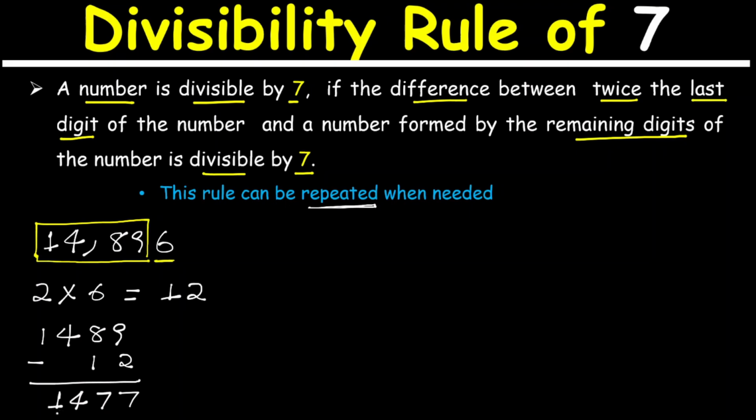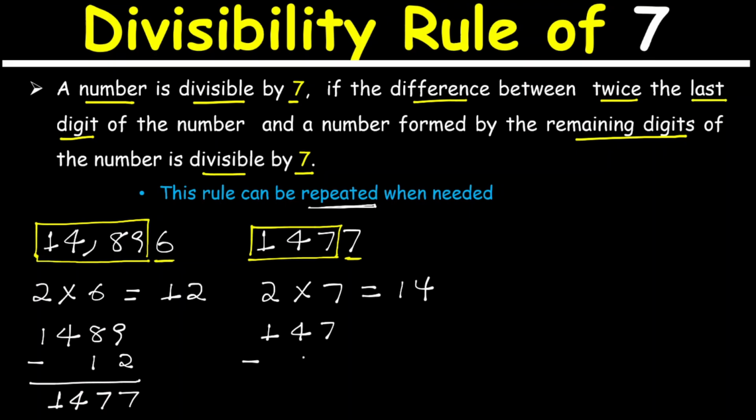Is the number 1477 divisible by 7? Let's repeat the same rule on it. The last digit of the number 1477 is 7, and the number formed by the remaining digits is 147. Twice of the last digit is 2 multiplied by 7, which is equal to 14. Now let's calculate the difference. 147 minus 14: 7 minus 4 is 3, 4 minus 1 is 3, and we have 1.